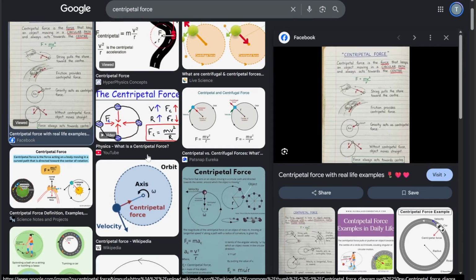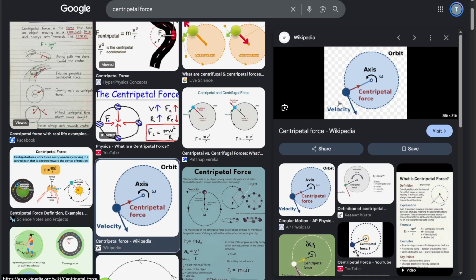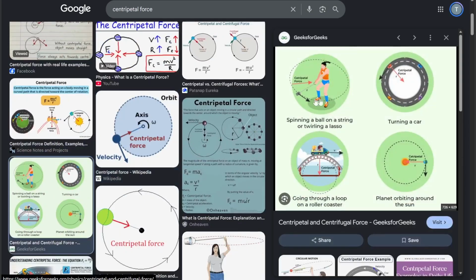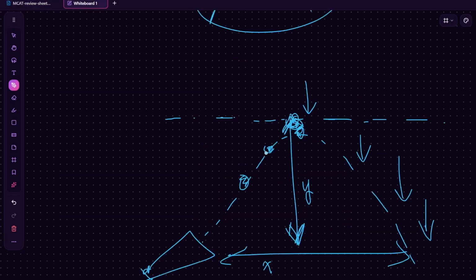I don't really like this diagram. Yeah, so it's the force making it move inward here. This is good. Have you ever spun something and the ball is kind of pushing inward or something? This is good. These are good diagrams too. Alright, so that's centripetal force. I'm going to put this somewhere else.